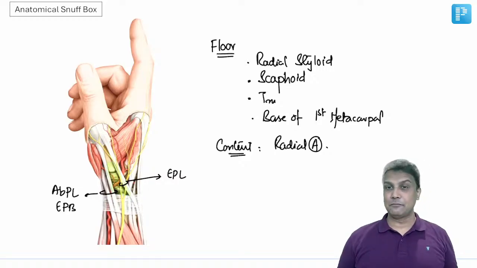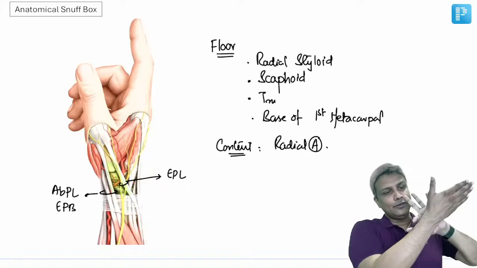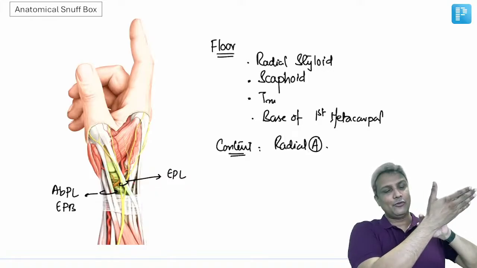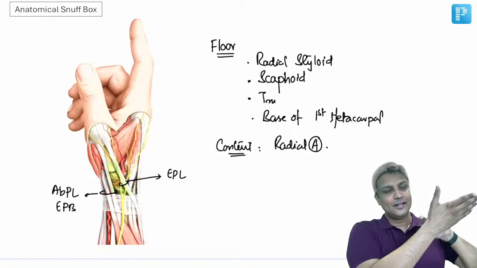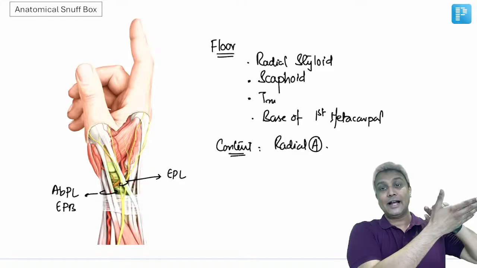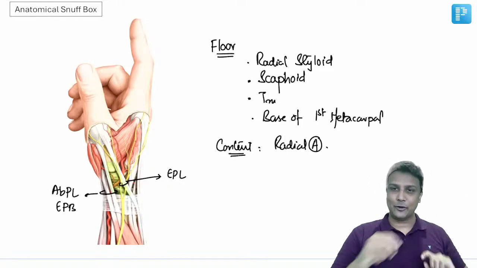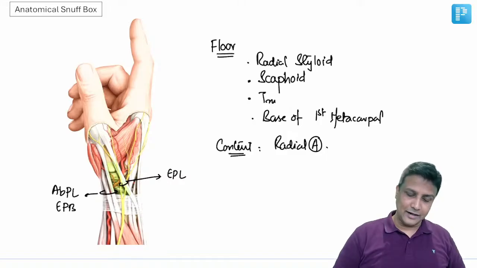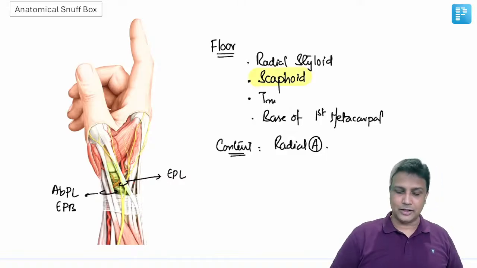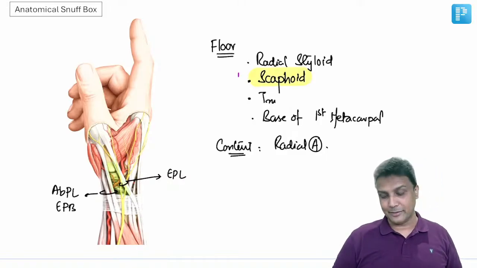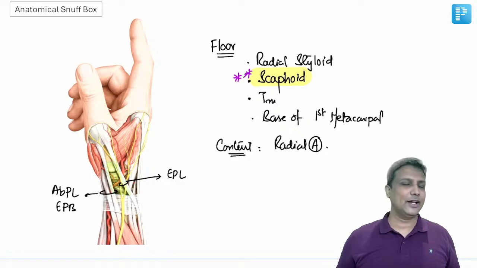Now, once you are done with these boundaries here, the floor is very much important. Now, in the floor of the anatomical snuff box here, you'll be able to find the styloid process of the radius, scaphoid bone, trapezium, as well as the base of the first metacarpal. All this will be present in the floor of the anatomical snuff box. Out of that, the scaphoid is very much important. Why it is important? Because already it was given in your exam.